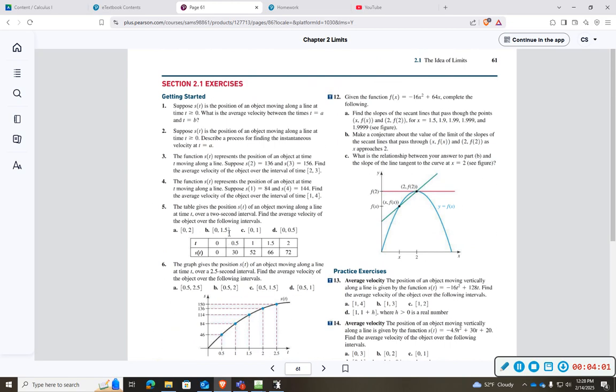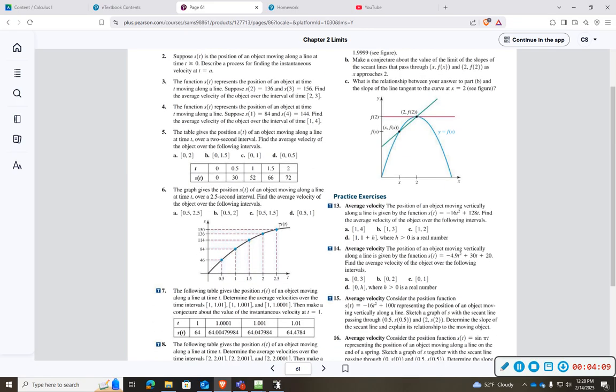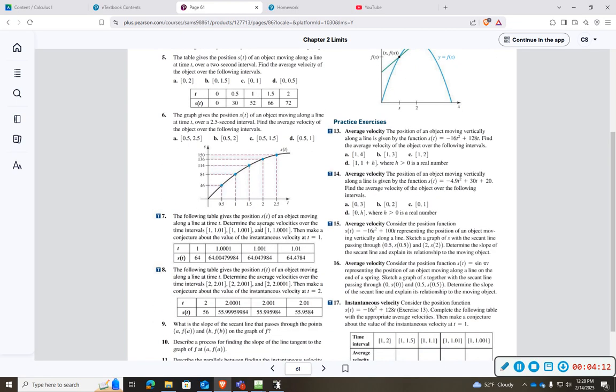But for right now, just remember the slope formula. Make sure you understand what a secant line is, tangent line, and just how to find the slope. Alright, so with that, we're going to jump over to the homework section and start doing some problems.